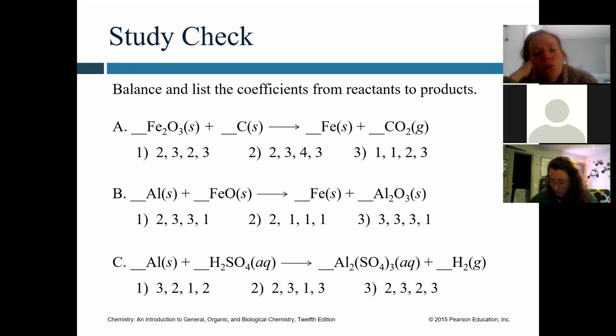We've got Fe2O3 plus C gives us Fe plus CO2. There are phases on there, but you don't have to worry too much about it. B is aluminum, Al plus FeO gives us Fe plus Al2O3. And then the last one is aluminum, Al plus H2SO4 gives us Al2(SO4)3 plus H2 gas.